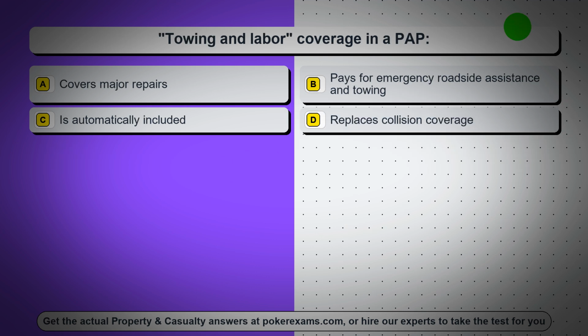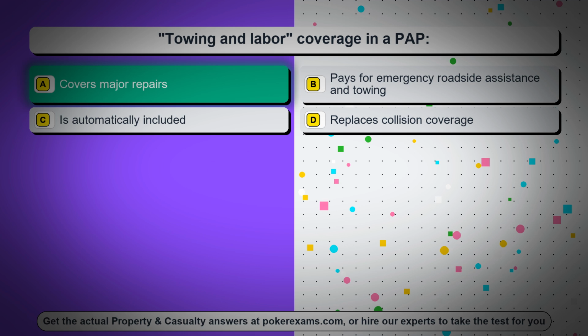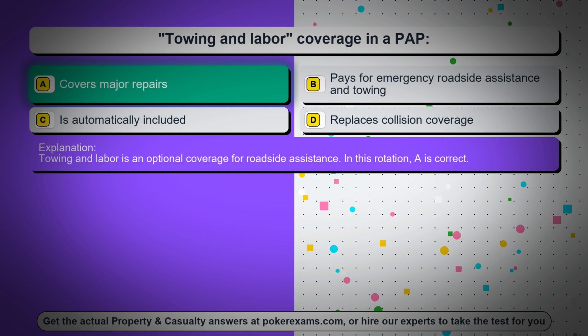Question 67. Towing and labor coverage in a PAP. Option A, covers major repairs. Option B, pays for emergency roadside assistance and towing. Option C, is automatically included. Option D, replaces collision coverage. The correct answer is option A, covers major repairs. Towing and labor is an optional coverage for roadside assistance. In this rotation, A is correct.